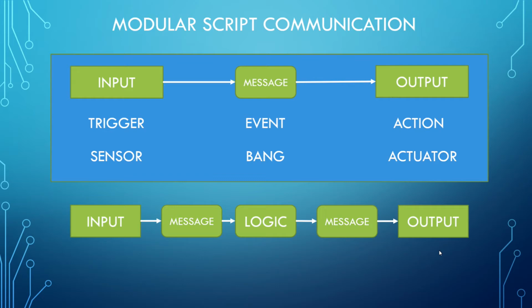This input often, as you'll see, I've got a couple of acronyms for it. In most programming circles, we call that a trigger, an event, and an action. And you'll see us mention them that way when we're talking about simple scripts. In the Reflex framework, they call the input a sensor, the message is called a bang, and the output's called an actuator, but it really is just input, message, output, like anything else.